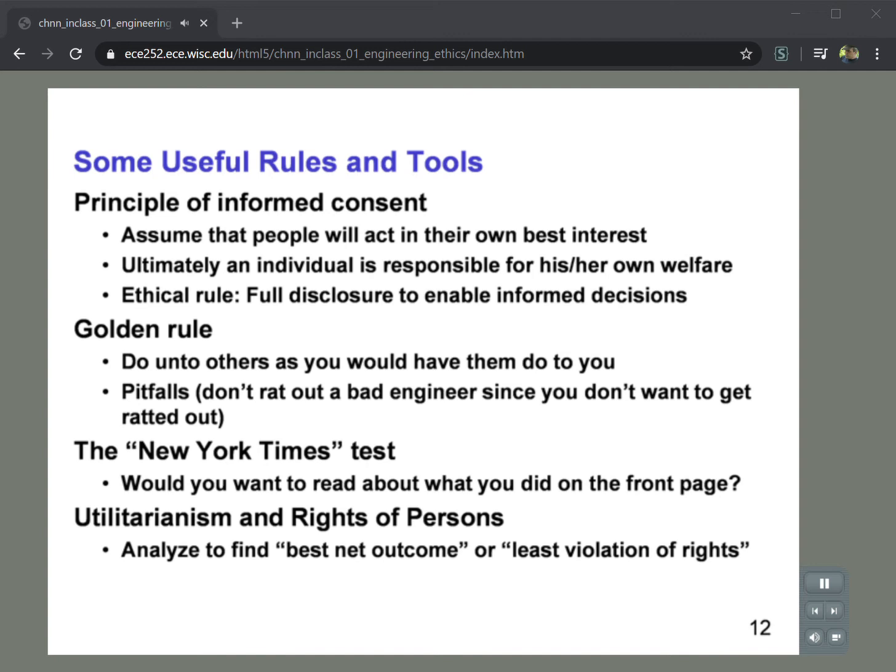It's the principle of informed consent. And this basically derives from the argument that you can assume that people who are adults, so if you're dealing with adults, if you're dealing with children, that's a whole other thing, but assuming that you're dealing with adults, you should assume that they will act in their own best interest. And they'll act in their own best interest, of course, if they have full disclosure. So if they have all of the relevant information at hand, we sometimes just have to assume that people will make their own decisions, and ultimately they're responsible for their own welfare with respect to that particular decision.